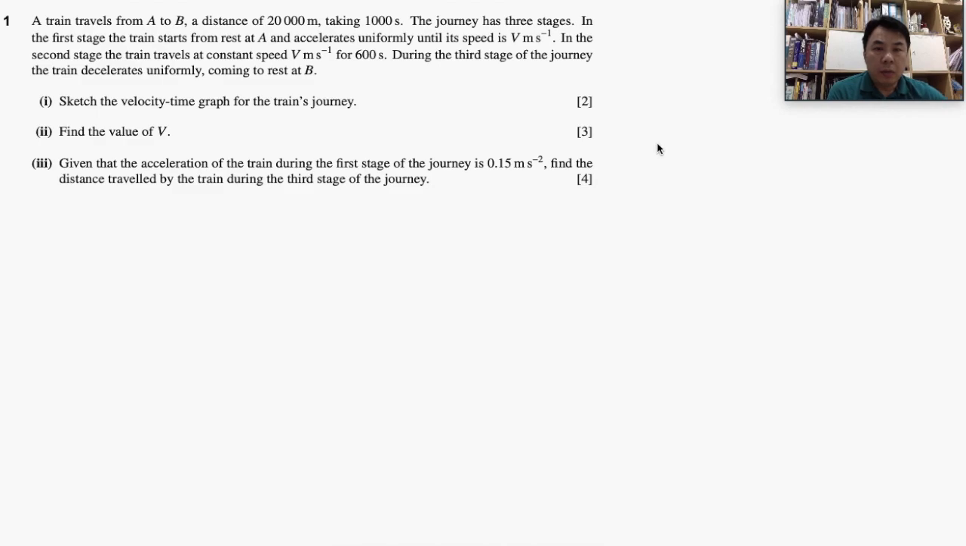Firstly is the graph. Let's try to understand two different types of graphs that may appear in the exam. The first graph, I'm going to draw it down here, is displacement or distance against time. I'll just choose one of these, displacement.